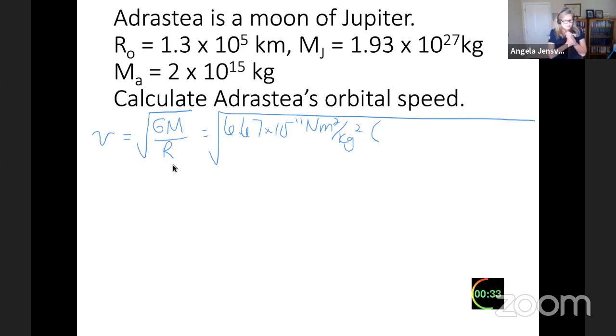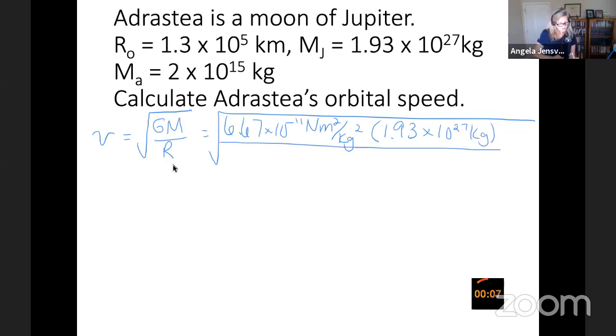Oh, so I purposely put in two masses here to see if you guys knew which one to use. Should we use the mass of the satellite or the mass of the object that's being orbited? If you go back to our derivation, you'll see that this M stands for the mass of the object that's being orbited. So I hope you plugged in the mass of Jupiter divided by the orbital radius.